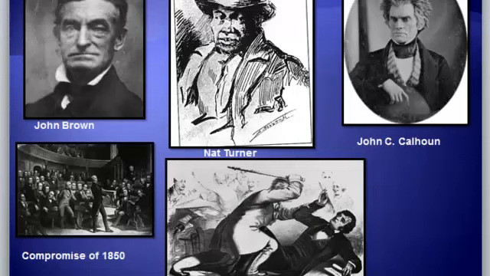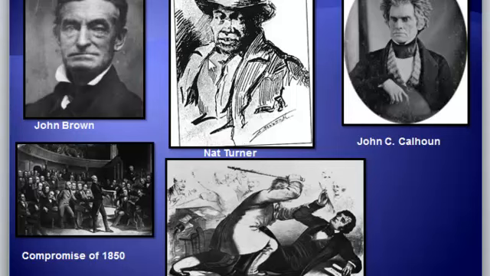Additional figures of the time that figure significantly into the antebellum period: a radical, John Brown, who is from upstate New York, who organizes himself and his sons, and is also of strong Christian belief. He believes that God will support him and has put him here on the planet for this, to rid this nation of slavery.